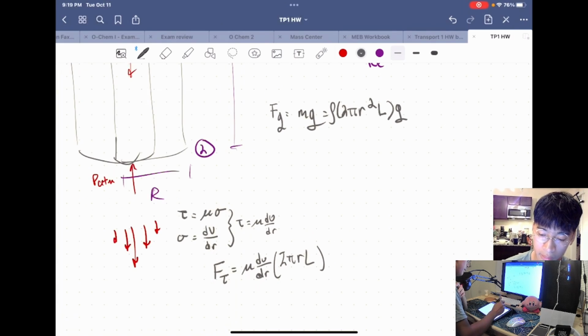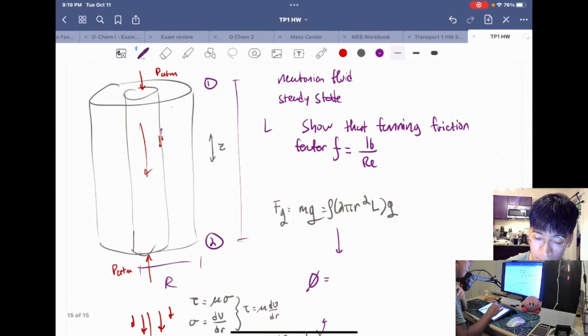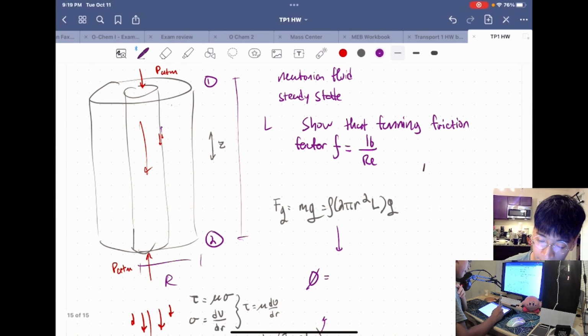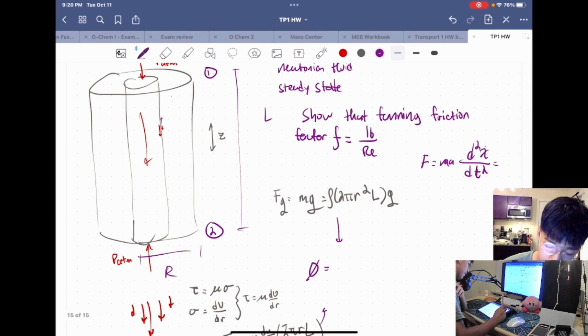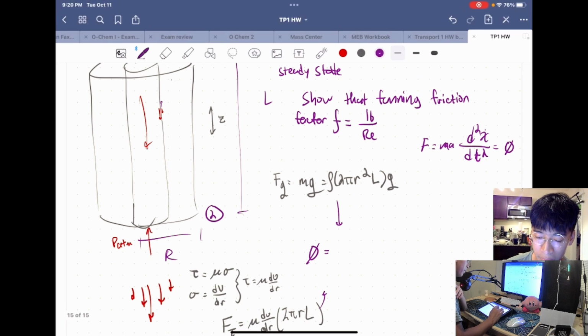And now we take a look at our force balance, where all forces are equal to 0. We can say that because we know that we are at steady state and F equals ma, where a is the second derivative of position with respect to time. For a steady state, all derivatives with respect to time equal 0. So we say that our forces are in equilibrium.